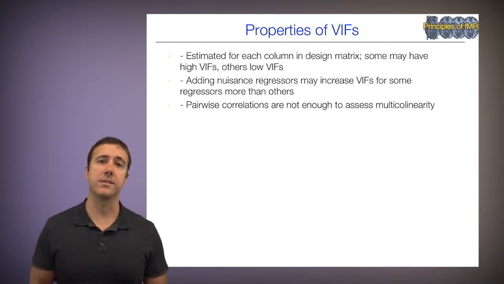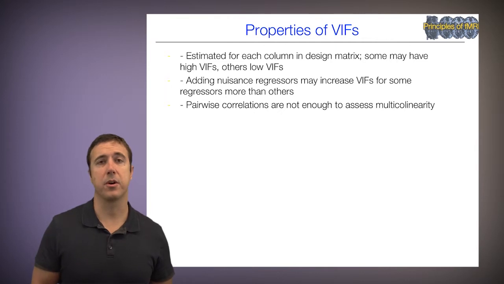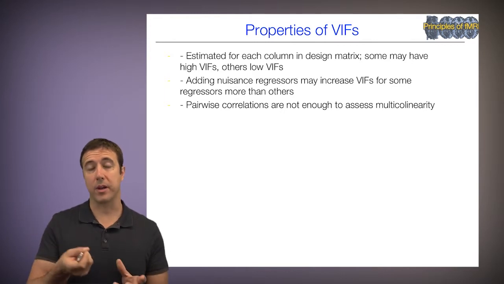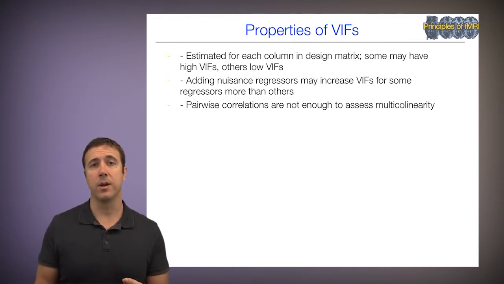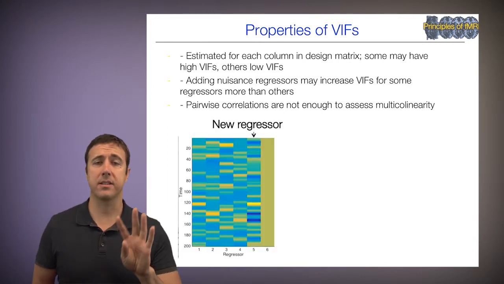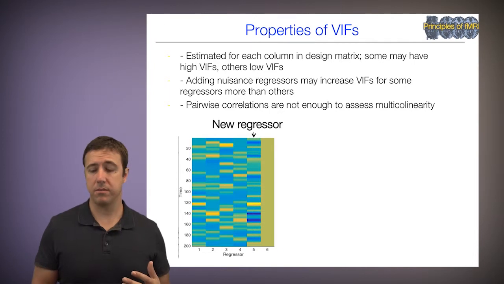An important point is that pairwise correlations between the predictors are not enough to assess multicollinearity. And I'll show you an example of that. And that's because the multicollinearity problem doesn't depend on whether a regressor is correlated with any single other regressor, but with any combination of those regressors. So it may not be obvious. So here's a design matrix where I've taken the exact same designs before, the 4 regressors, and I've added a new regressor. And if you look at that, it looks reasonable, I think.